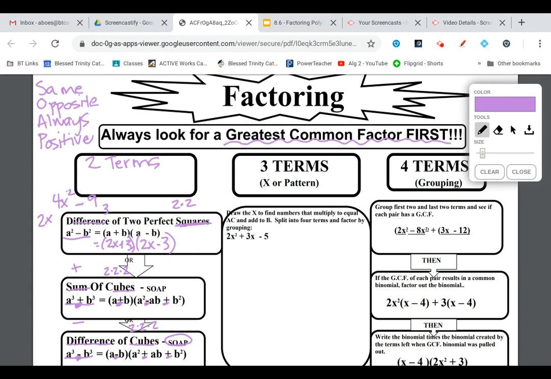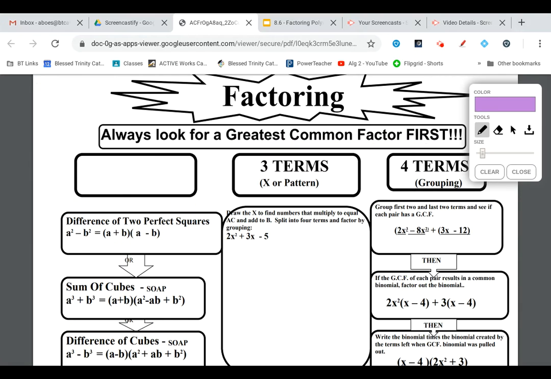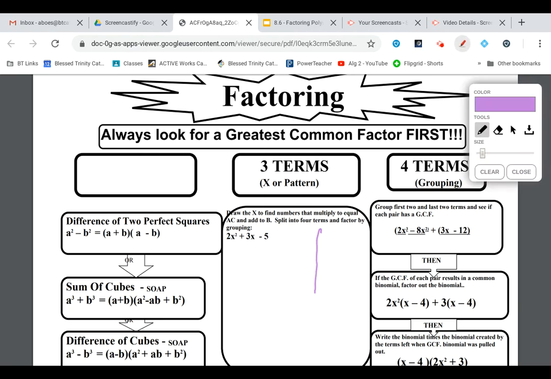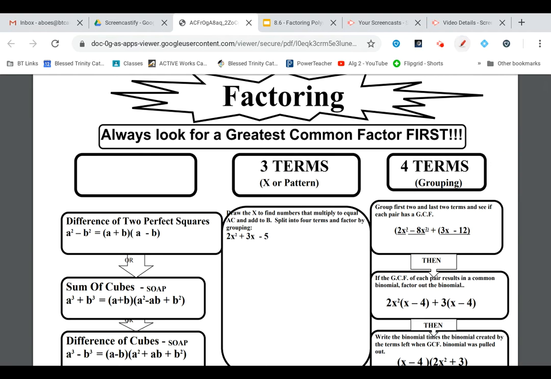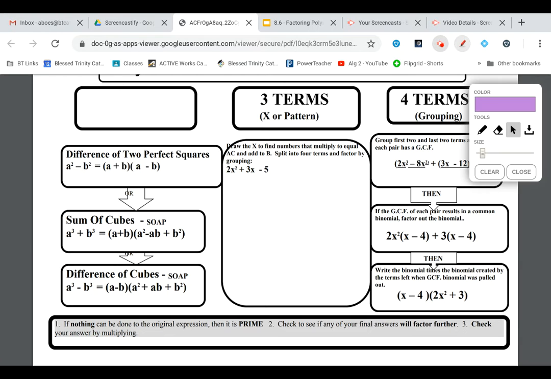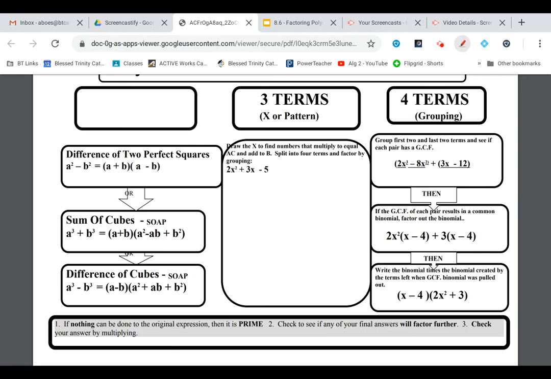So now that you've gotten some practice with sum and difference of cubes, I'm going to review with you quickly how to factor if we have 3 terms or if we have 4 terms, okay? And they're both kind of the same method. Let me clear out my old notes to make room for what's left, okay? Let's do 4 terms first, okay? If I have 4 terms, then we are going to factor by grouping.